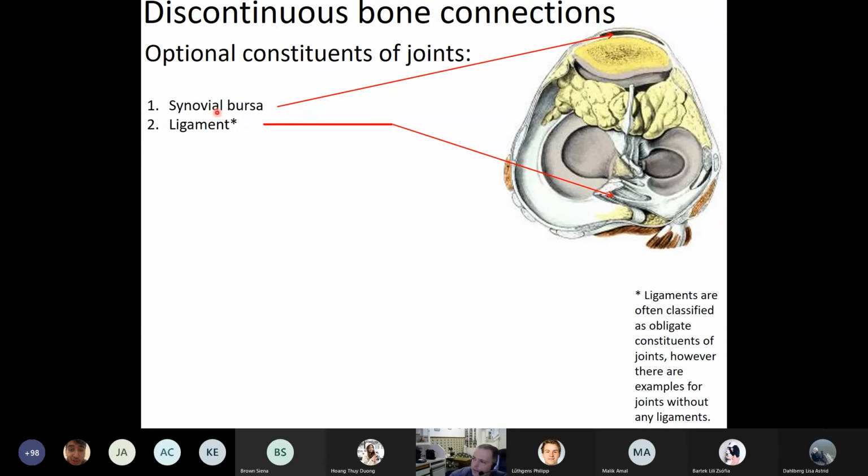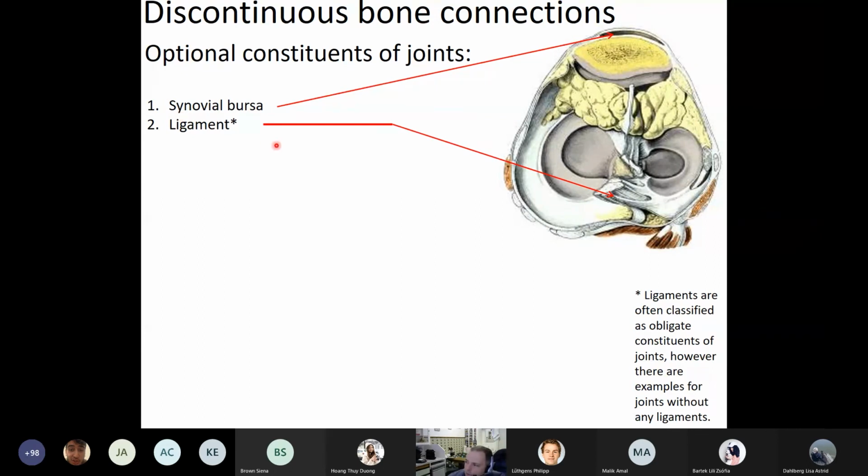Ligaments are probably the most common optional constituents, and some books will say that the ligament is an obligatory part of the joint because almost all joints have it. Indeed, that's true, but still not all joints have a ligament, so some books will define this as optional, others will discuss this as an obligatory part.